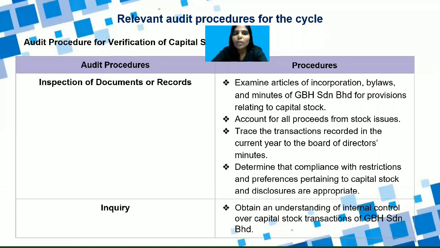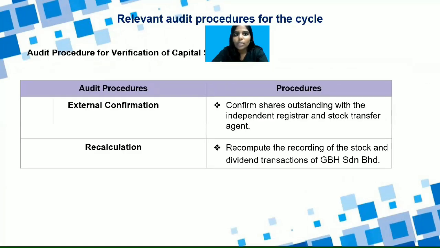So inquiry consists of seeking information from knowledgeable persons, both financial and non-financial, inside or outside the entity. For example, the auditor can obtain an understanding of internal control over capital stock transactions of GBA Sendirian Berhad. For example, the auditor should acquire an understanding of the client's procedures for authorizing, executing, and recording capital stock transactions. So moving forward to the third procedure, which is external confirmation.